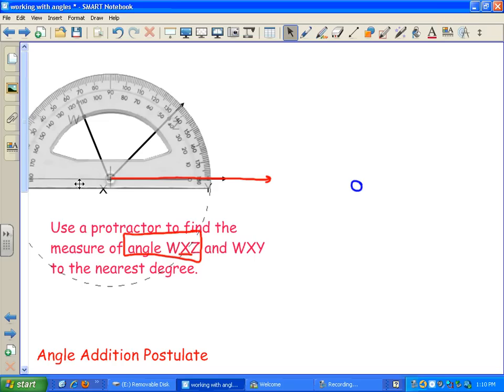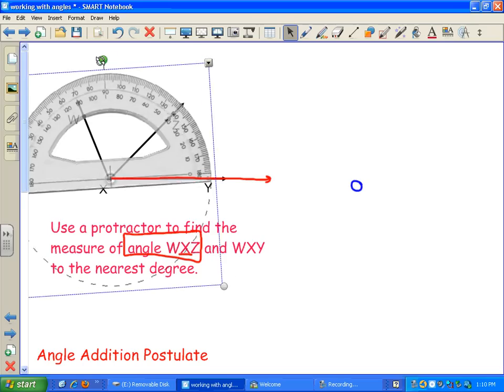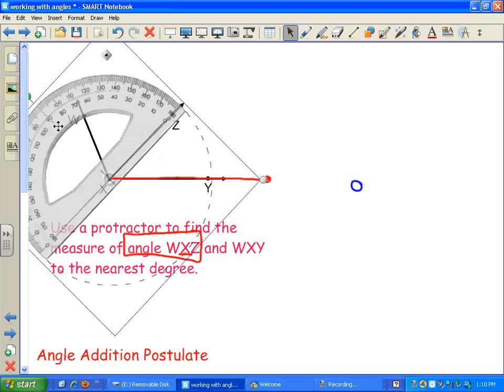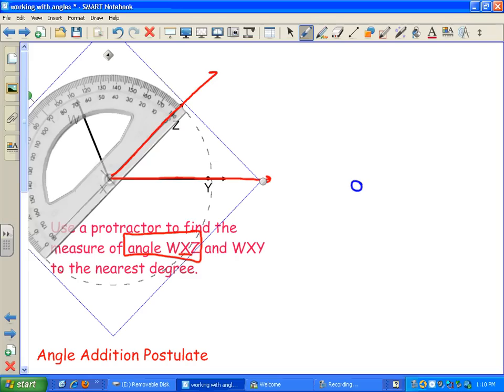So I actually need to rotate it so that this horizontal line I drew lines up where ray XZ is. So I'm going to take my protractor and rotate it. Now I have this angle right here. If you need to, you can always extend your rays so that you can see exactly where it will intersect. So if I have to find angle WXZ, that would be this angle right here.